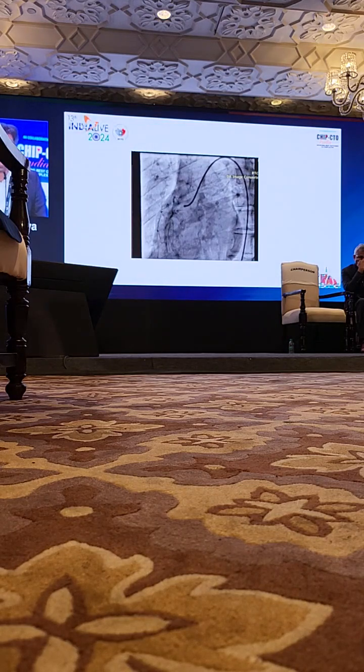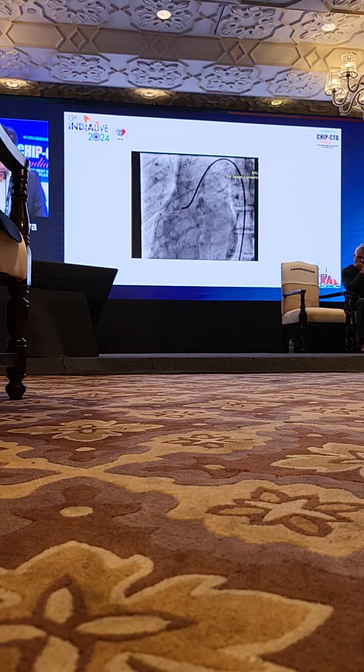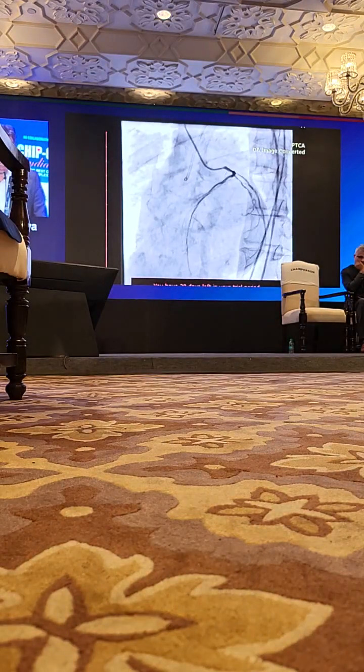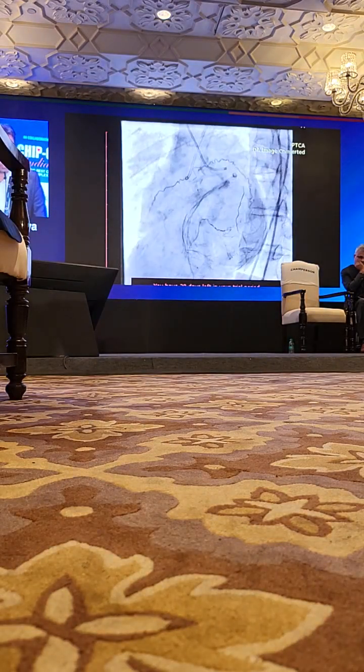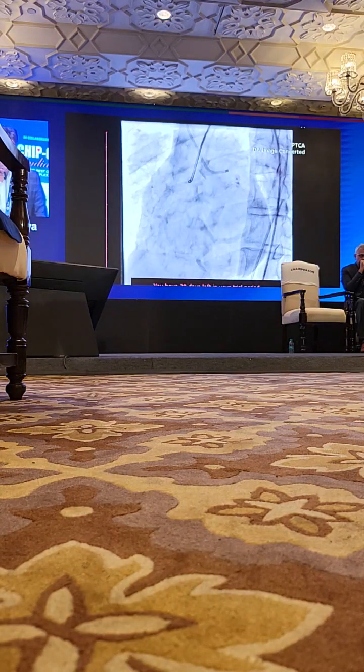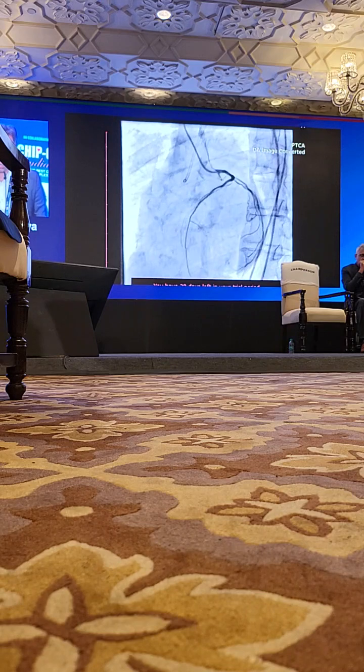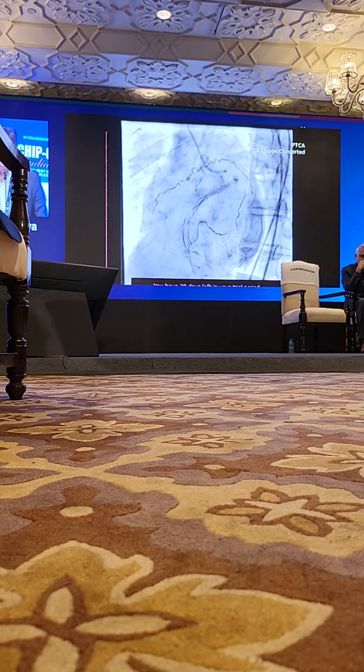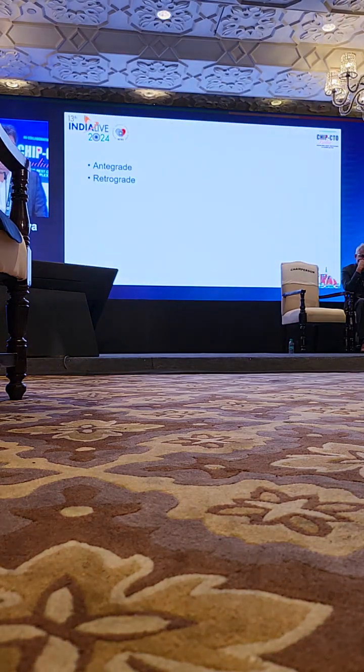So this was the RCA anatomy, and we decided to intervene on this. Upfront we took dual injections. It was showing some collaterals, epicardial as well as septal. So we planned to start with antegrade wire escalation and then, if not possible, maybe retrograde.